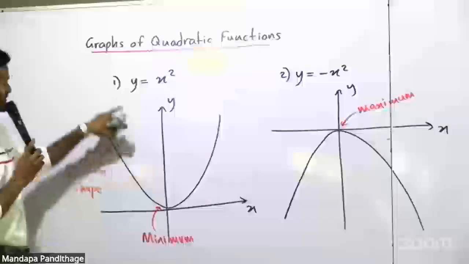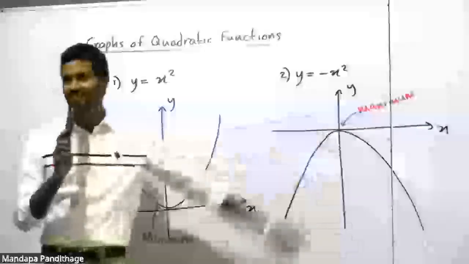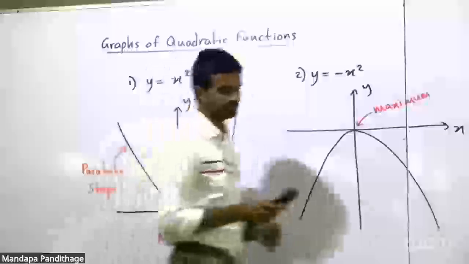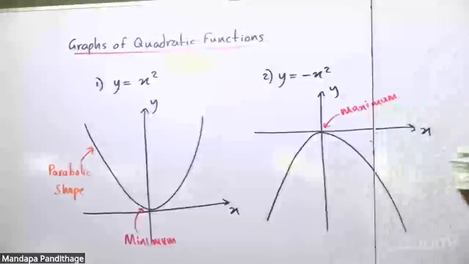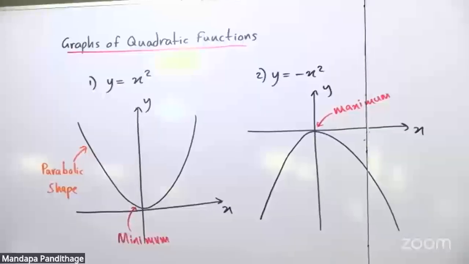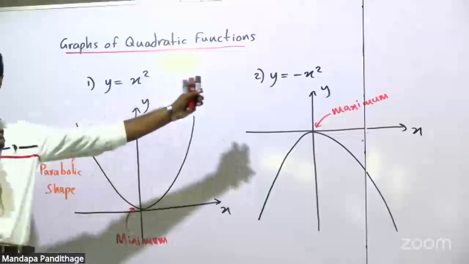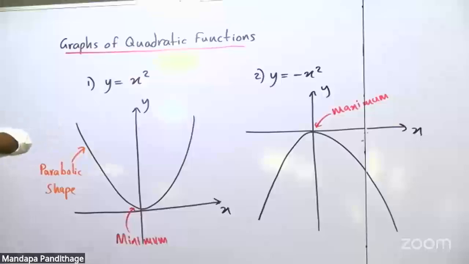Okay. So first draw this one, y equals x squared and y equals minus x squared. Silence. Sketch these two, y equals x squared and minus x squared. You are done.